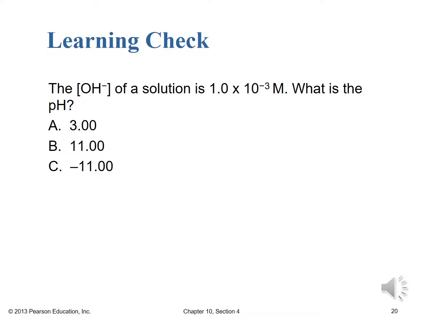This time we're looking at a solution where the OH minus concentration is 1.0 times 10 to the minus 3. What is the pH? And we have our answer choices there. So go ahead and stop the video here, try the problem, and start us back up once you're ready to check your work.